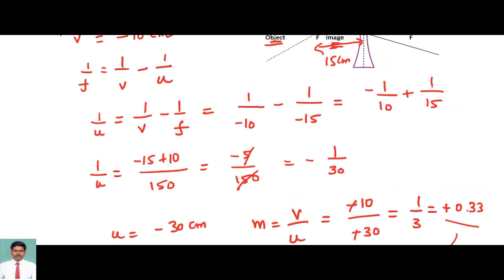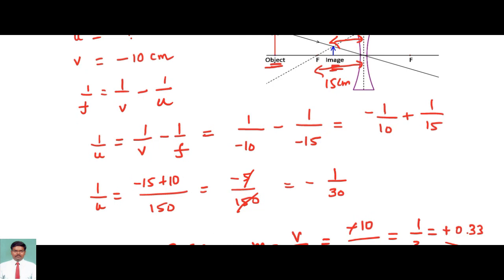So in the diagram, suppose the object is going to have a height of h, and the image is going to have a height of h by 3. Hence the problem was solved.